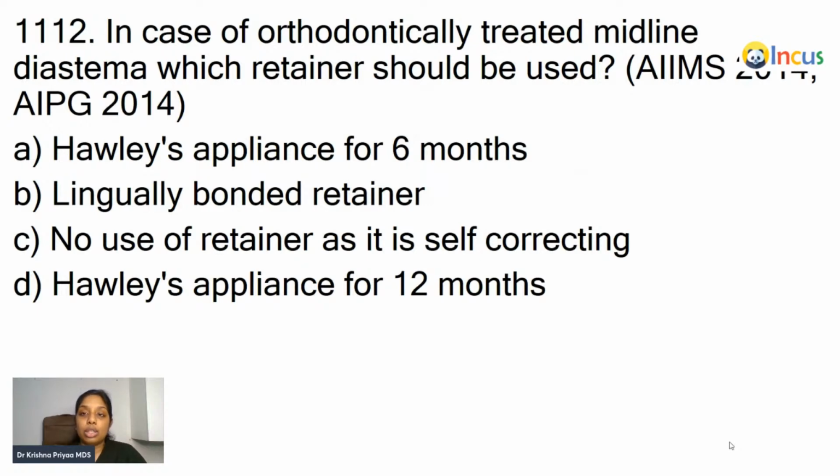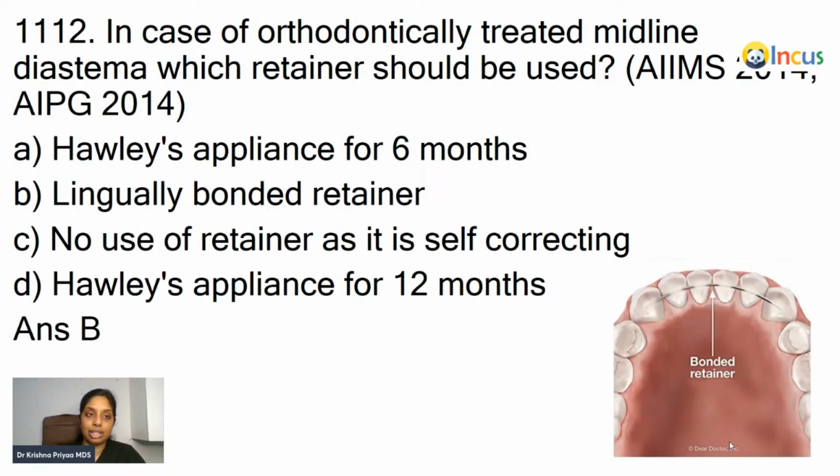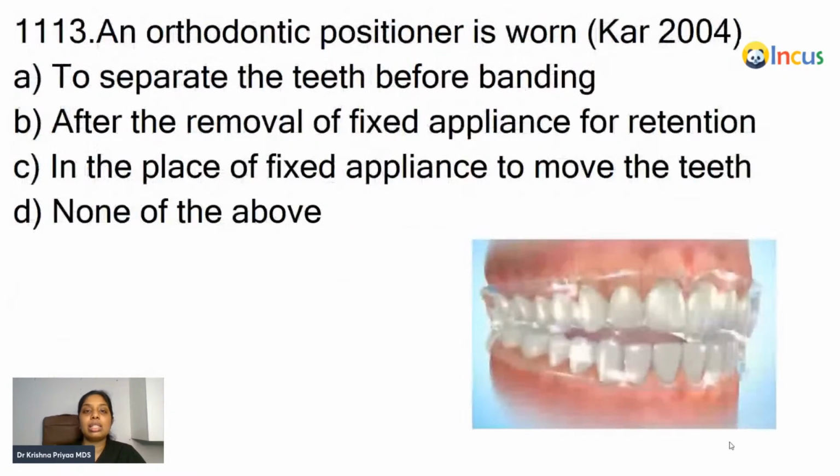In case of orthodontically treated midline diastema, which retainer should be used? Just now we decided it's the lingual bonded retainer. Because a Hawley's retainer can be given to the patient, but prolonged usage is necessary, and sometimes if the patient forgets to wear it, then again the relapse is inevitable. So when it comes to spacing or midline diastema, always a lingual bonded retainer for prolonged or permanent retention is indicated.